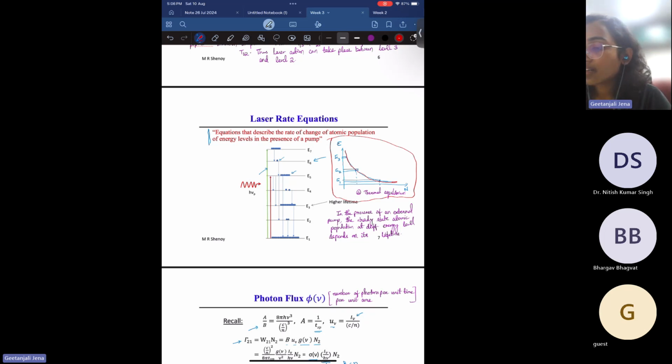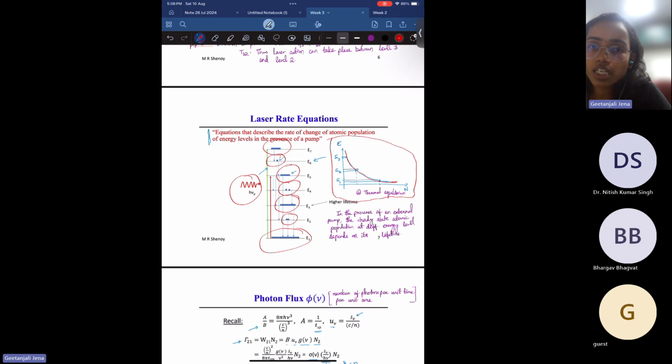But this is the thermal equilibrium condition. Now, if we consider a pump in the system, like external radiation, what will happen? You can easily see in this figure that the population here and the population here are totally different.